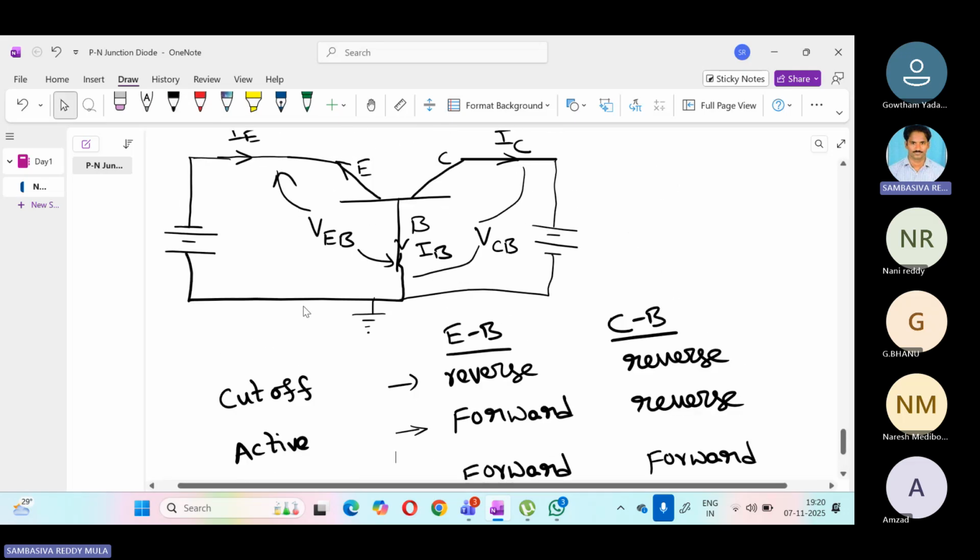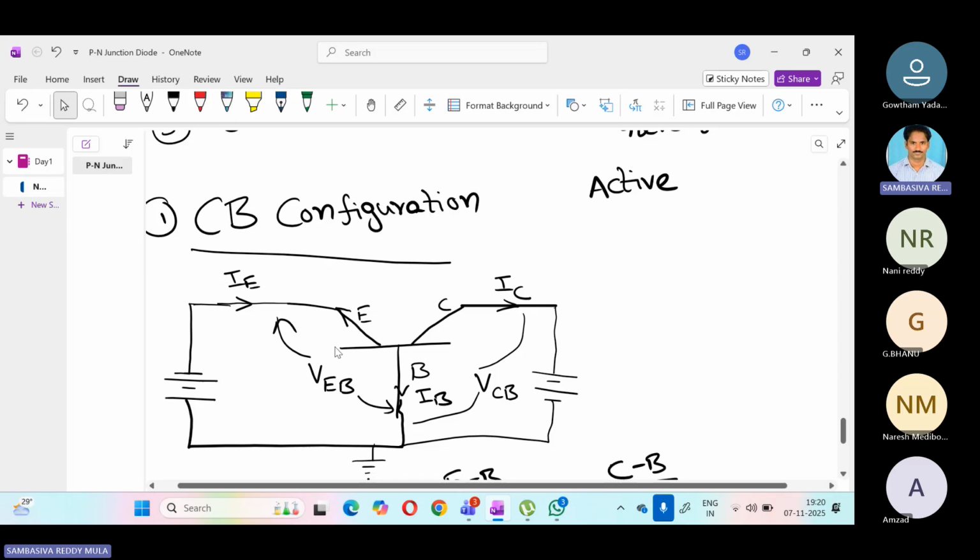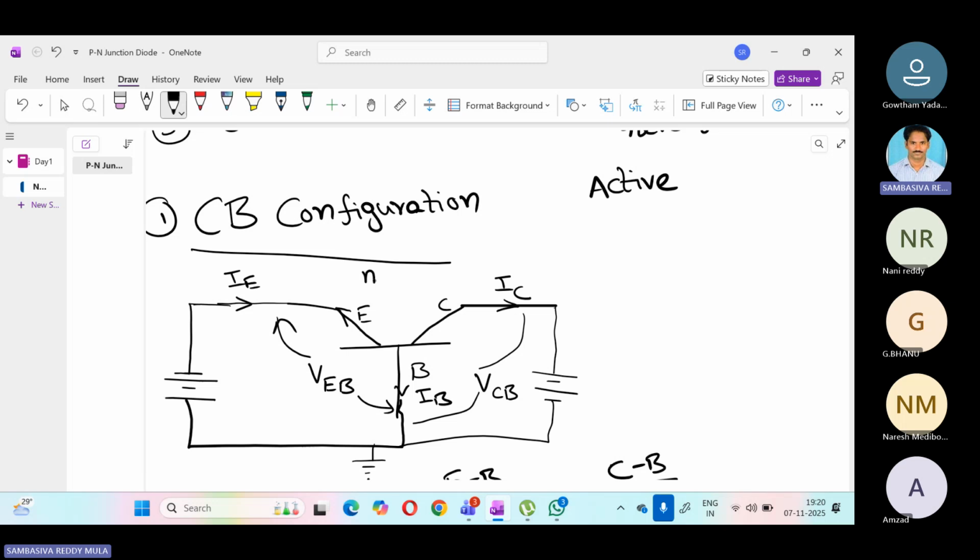Now let us see whether this common base configuration is connected in the active region or not. Let us consider this transistor is an NPN transistor. The emitter is N type material connected to the negative terminal of the battery, and the positive terminal is connected to the base region. Here the base is P type, so positive is connected to P. So emitter to base is said to be forward biased.